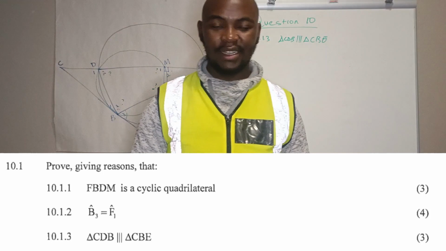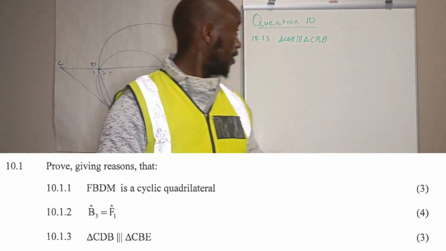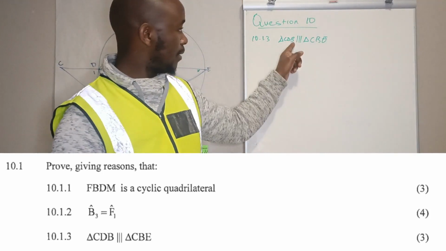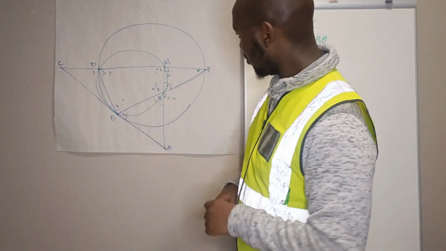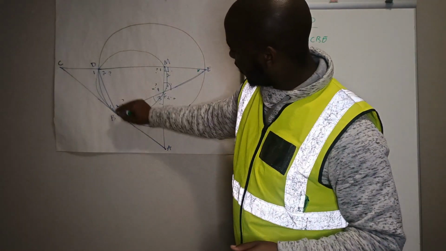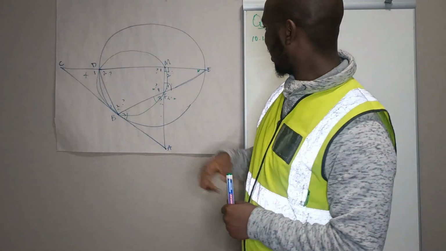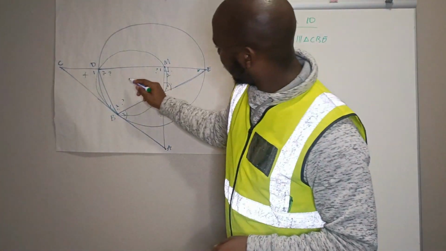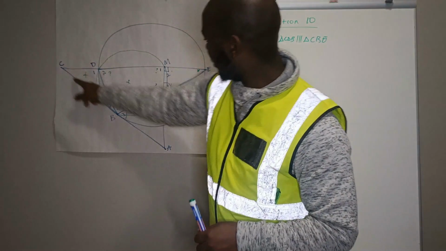All right, welcome back. We are moving over to the next question, 10.1.3. The question is asking us to prove that triangle CDB is similar to triangle CBE. Where are these triangles? CDB, that's the triangle. We must prove that it is similar to triangle CBE. That is the triangle. Is this the big triangle in here?